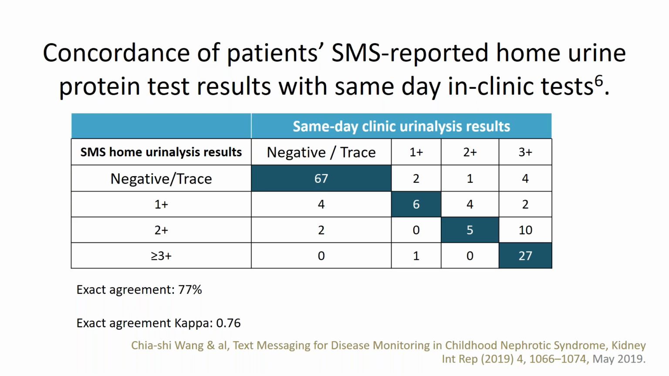And this is measured by something called a kappa statistic. A kappa statistic of 0.76 means that, over and above chance, the agreement between home testing or home reporting and in-clinic reporting was really, really excellent.